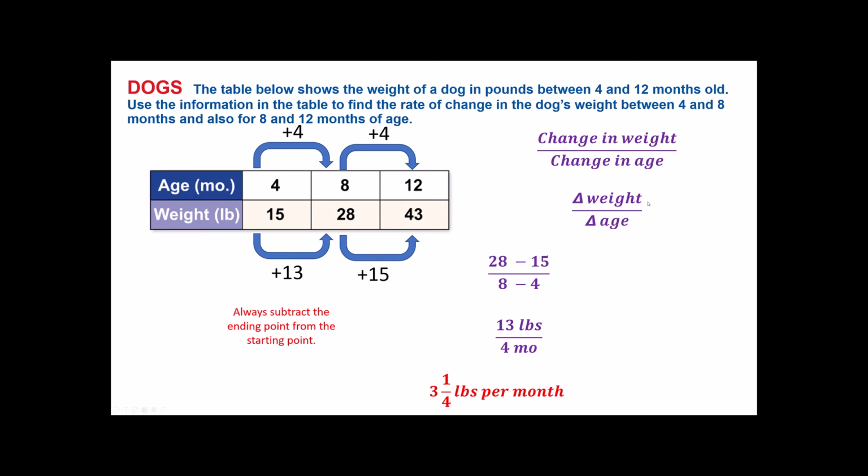Since we're putting weight on top and time on bottom, I'm going to do 43 minus 28. That's my weight change. 12 minus 8 is my age change, for a change of 15 pounds in 4 months. Or as a unit rate, 15 divided by 4 is 3 3/4 pounds per month. Notice that in unit rate form, we can compare and see that the amount of weight the puppy gained between 4 and 8 months is less than the puppy gained between 8 and 12 months. This is not a constant rate of change.